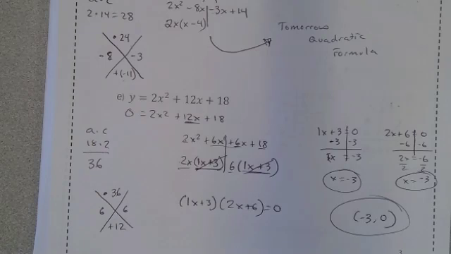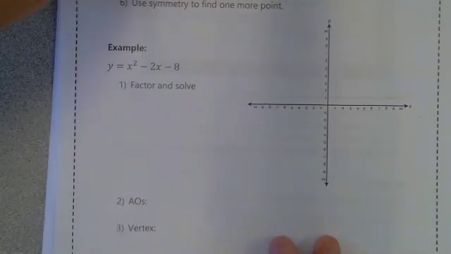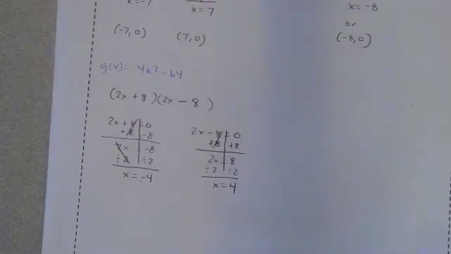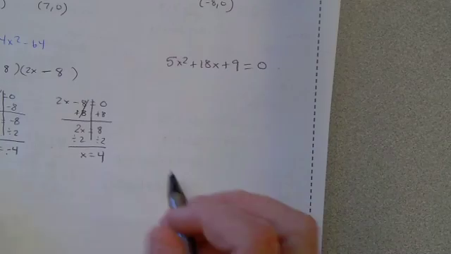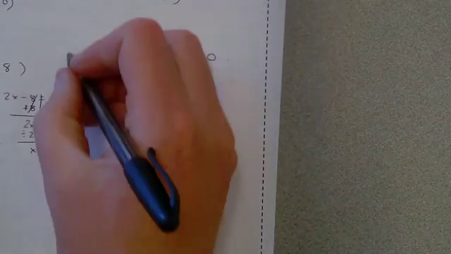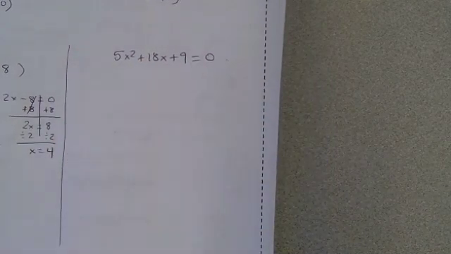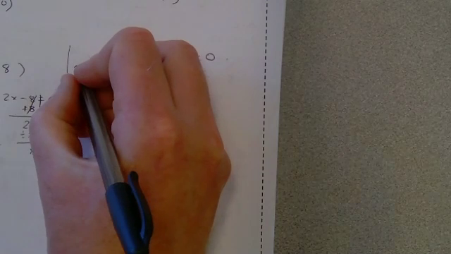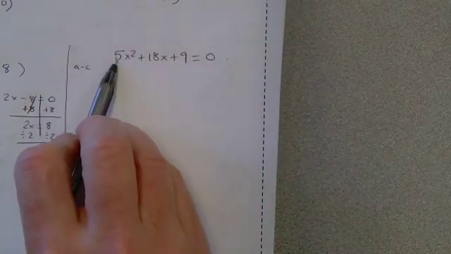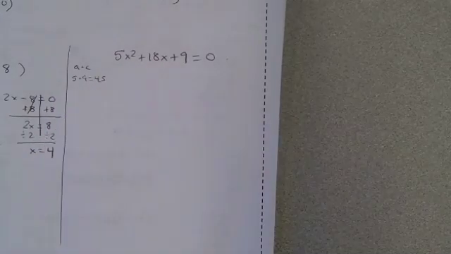All right, we're going to do one more example. 5x squared plus 18x plus 9 equals 0. So again, remember we start off by doing a times c because I have a number in front. So 5 times 9 is 45.